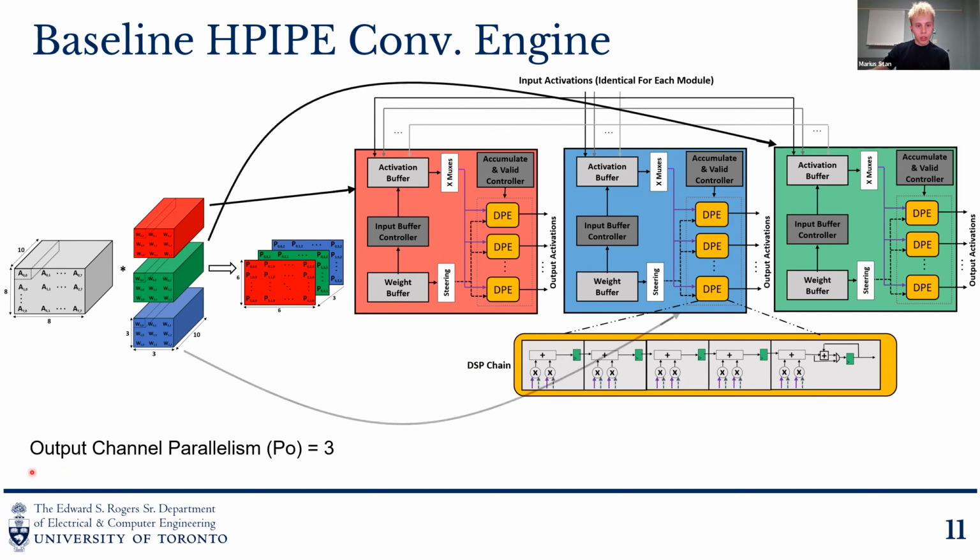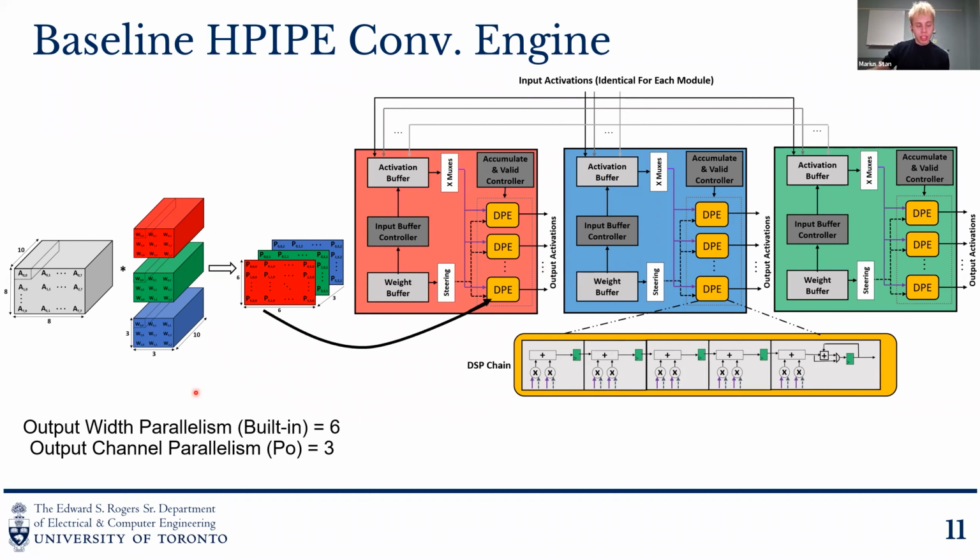The first is output channel parallelism. This controls how many of these filters we're multiplying in parallel. We could do one at a time, or we could multiply all 3 in parallel. To multiply all 3 in parallel, we would have to essentially create 3 copies of the convolution engine. Each one of these colored blocks here is its own convolution engine, and we're sending identical activations to each one. These activations are sent to each one, but each one stores a different set of weights and produces a different set of outputs.